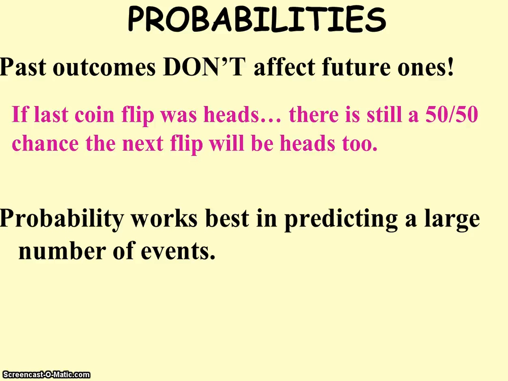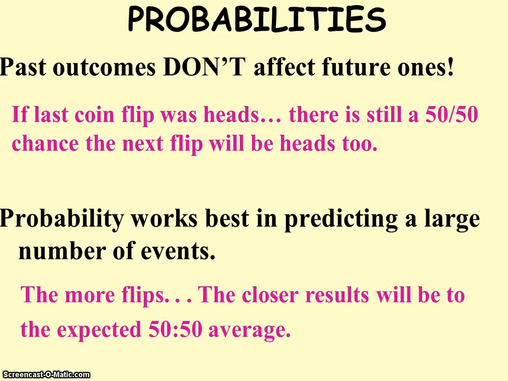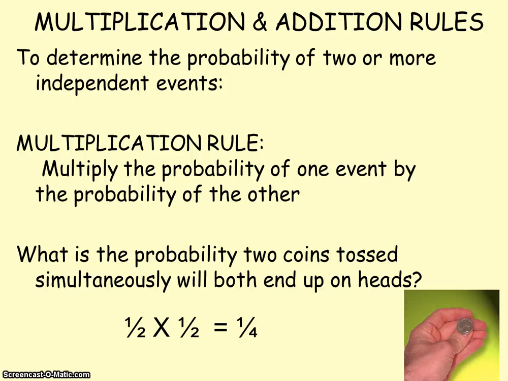Probability works best when predicting a large number of events. This is always true. The larger the sample size, the better. So the more flips, the closer results will be to 50-50. So in humans, if we're having one or two kids, or even if we have four kids, we're not going to get exactly what happens in the Punnett squares. But if we're able to breed plants and we could breed hundreds of offspring, you're going to see more of that ratio.